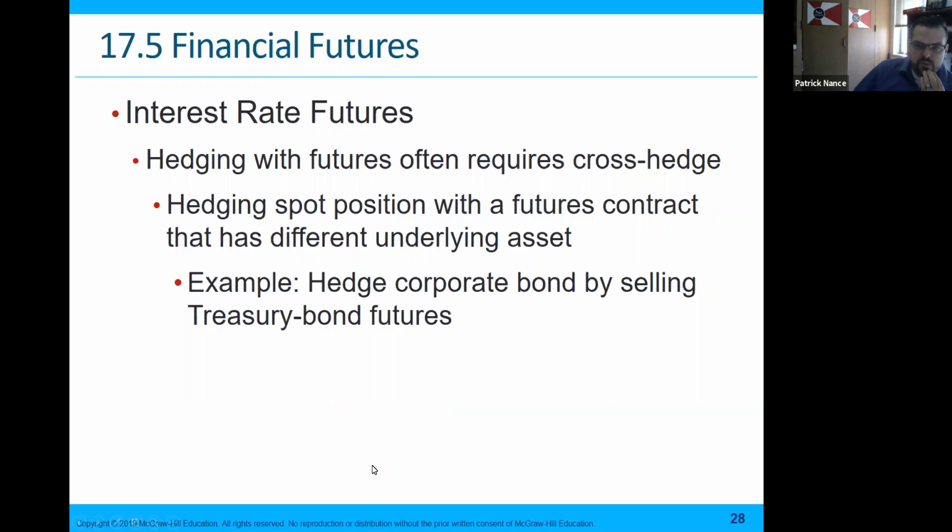Interest rate futures. Hedging with futures often requires a cross hedge: hedging a spot position with a futures contract that has a different underlying asset. So the example is hedging a corporate bond by selling treasury bond futures. So if you have a corporate bond and you're selling treasury bond futures, then you're protecting yourself against interest rate changes.